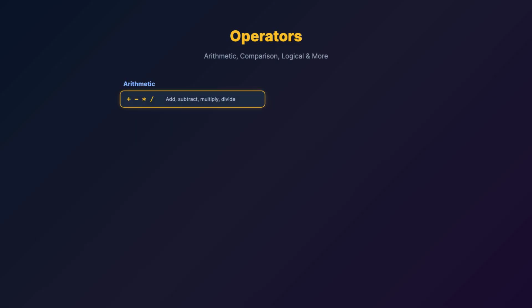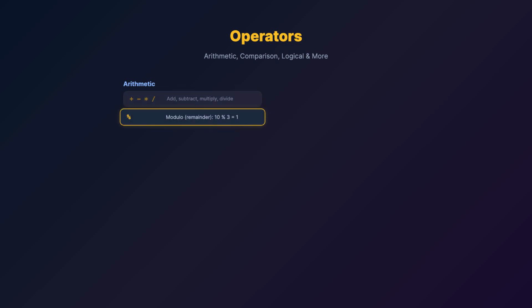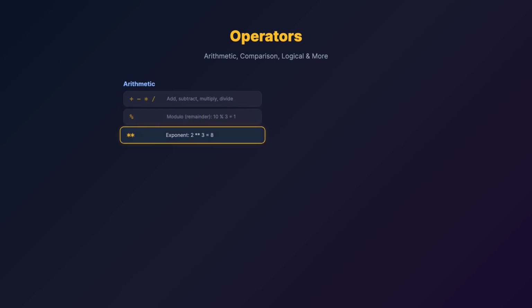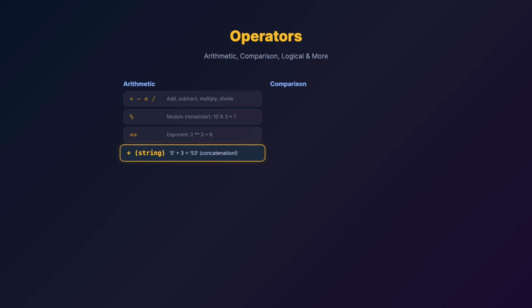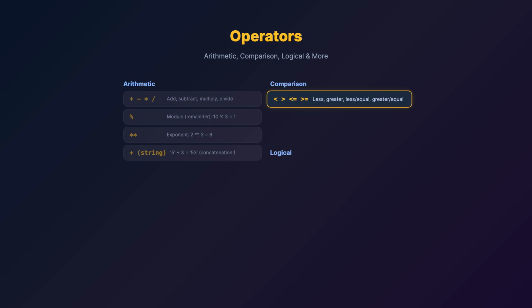Arithmetic operators: plus, minus, star for multiply, slash for divide. The % sign is modulo, it gives you the remainder. 10 % 3 is 1. Double star is exponentiation. 2 ** 3 is 8. Plus also concatenates strings. "Hello" + " " + "world" gives "Hello world". Be careful. If one side is a string, JavaScript converts the other to a string too. 5 plus the string "3" gives the string "53", not 8.